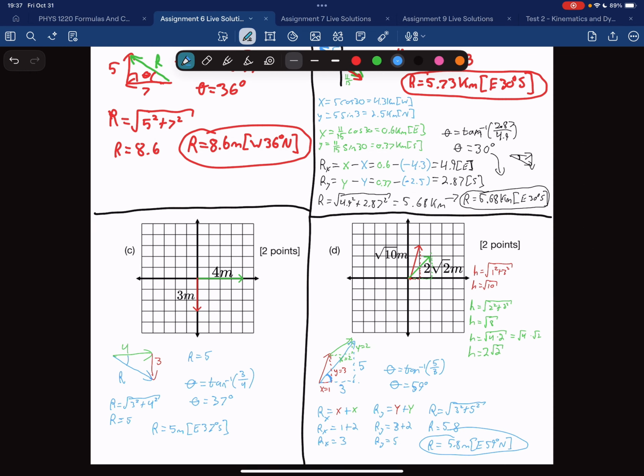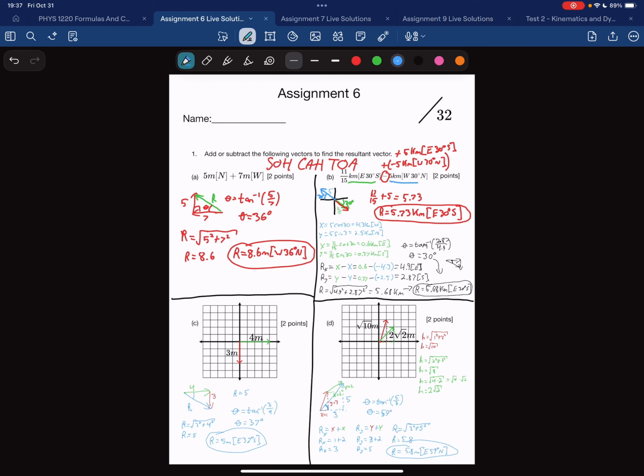I guess I should circle this answer over here for part C too. But that was question 1. All parts completed.